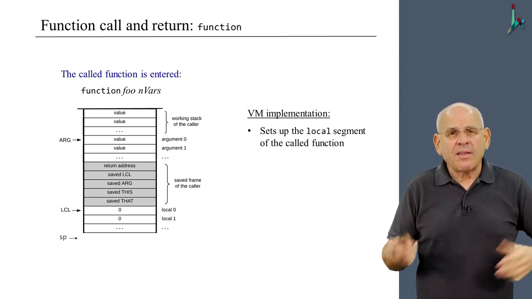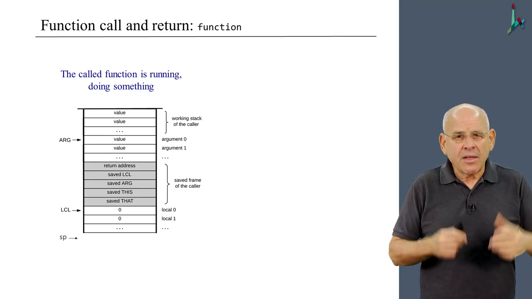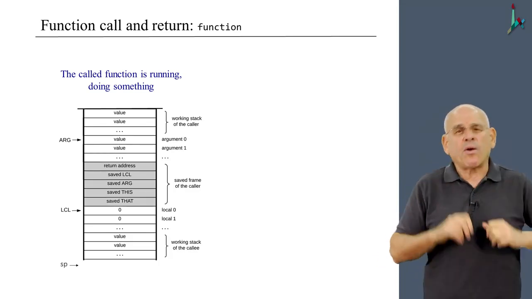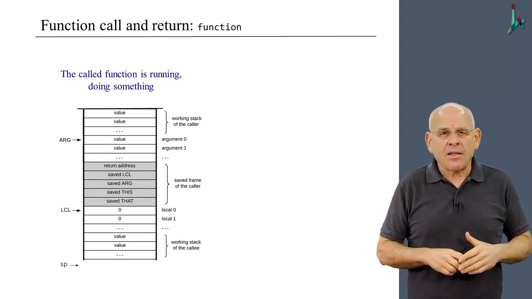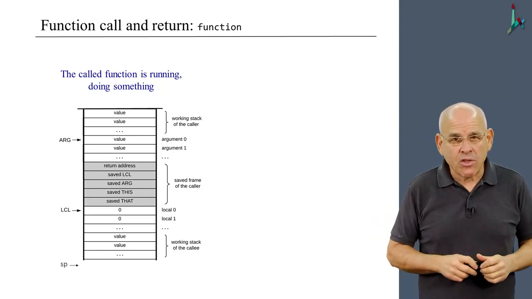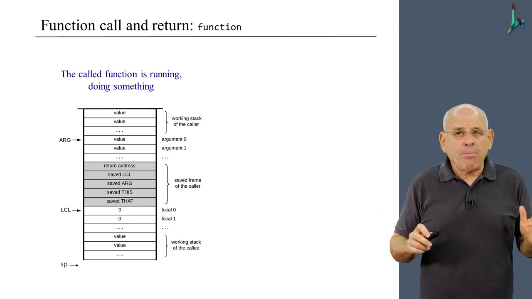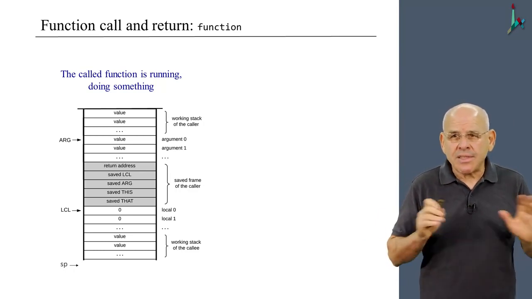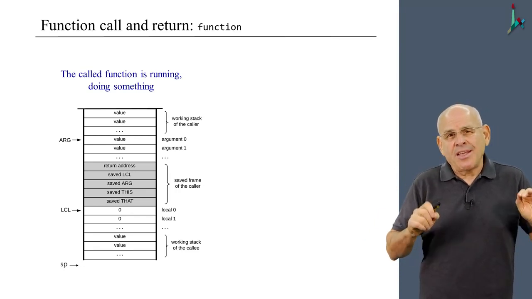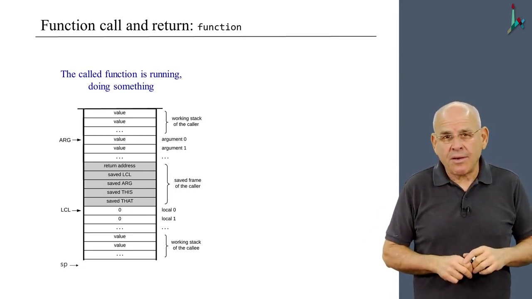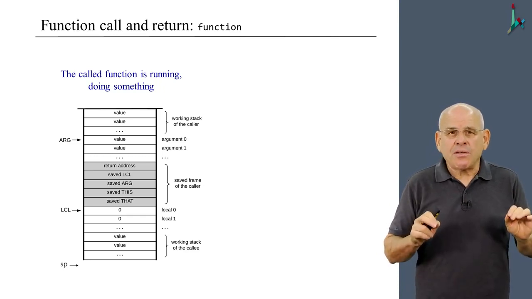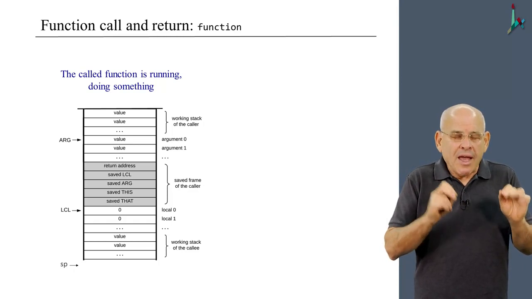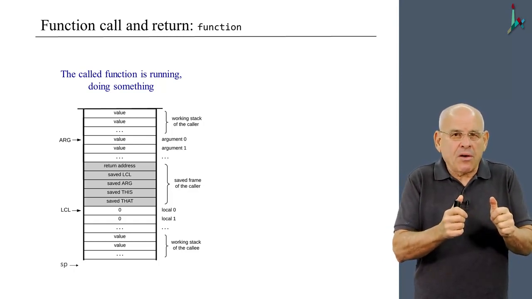So let's assume that the called function is running and doing its things, and in the process it grows its working stack, and it now has a working stack of its own. And then at some point it is going to return, because all functions return at some point. So at some point the called function is going to prepare to return. Now the preparation, from the called function's standpoint, requires that I push a return value onto the stack.